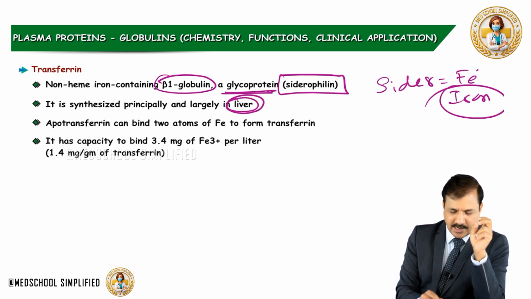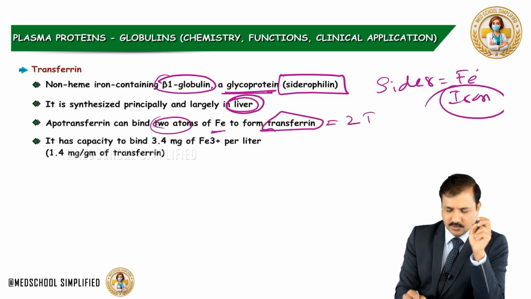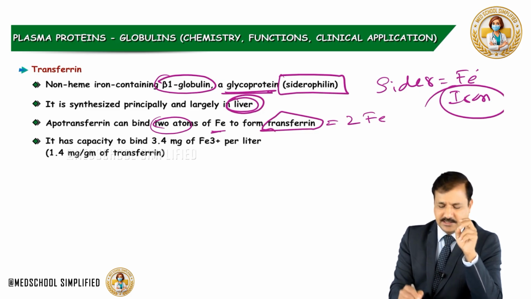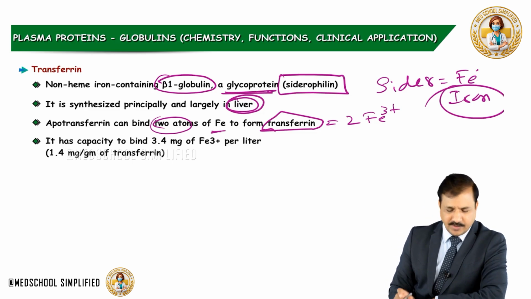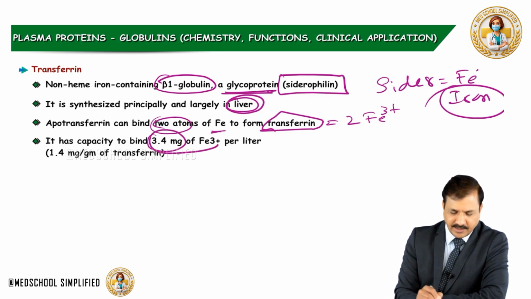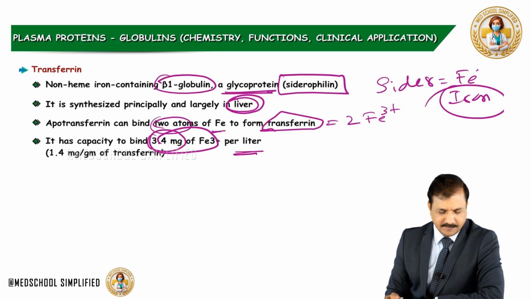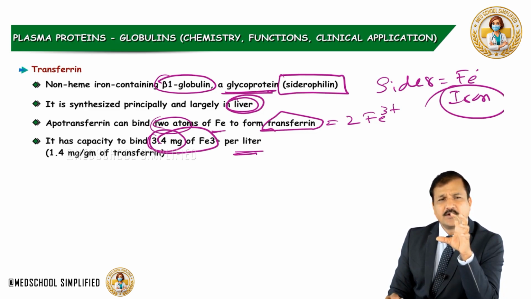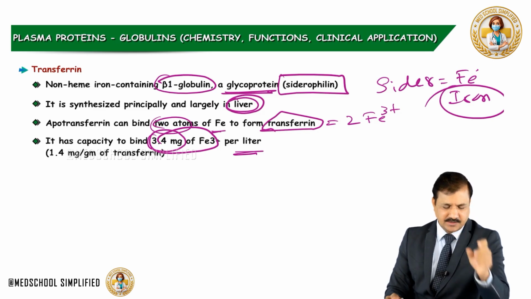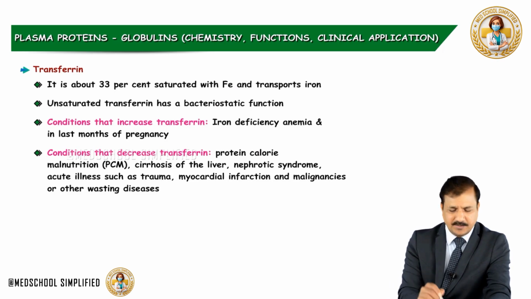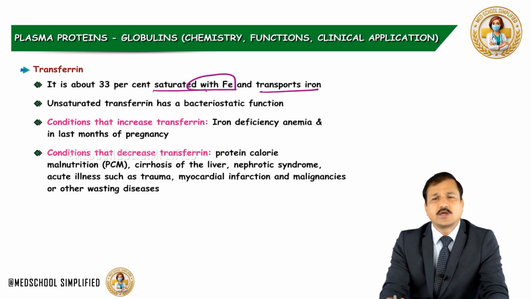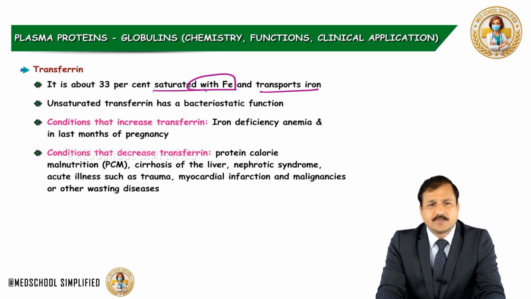Apotransferrin can bind with 2 atoms of iron to make a transferrin. That means each transferrin will have 2 iron atoms whenever it is in saturated form. It has a capacity to bind 3.4 milligrams of ferric iron per liter of blood, so 1.4 milligrams of iron per gram of transferrin. That's the capacity there. Transferrin is about 33% saturated with iron and it transports iron from one organ to another.